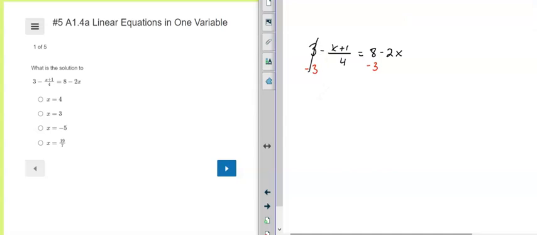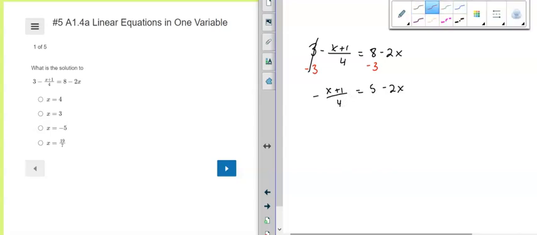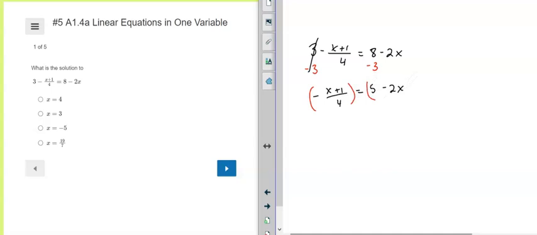Take that off. So I have here negative x plus 1 over 4 equals 8 minus 3 is 5 minus 2x. And here again, to get rid of this fraction, I'll go ahead and multiply both sides by 4. Also, I'm going to take off this negative as well, so I'll multiply both sides by negative 4. So that gets rid of all of this.